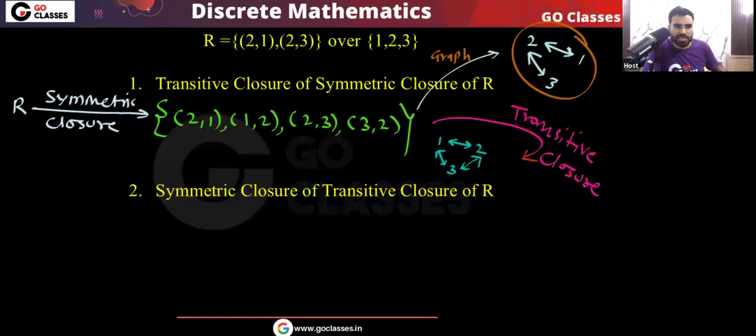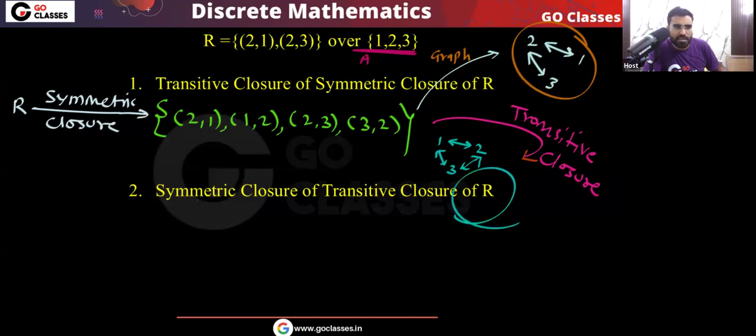What we got is basically A cross A. Yes or no? We got the largest relation possible on this base set. If you call the base set A, then basically we got A cross A. I hope you understood. Now let's see the second one.